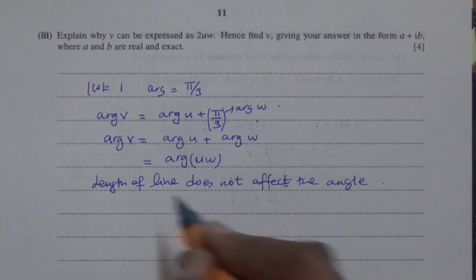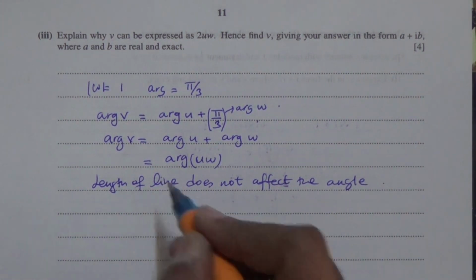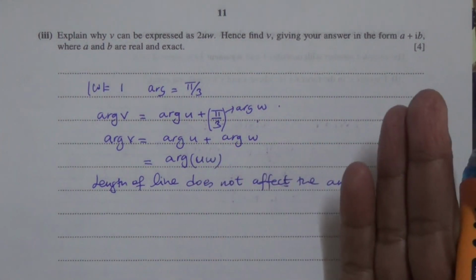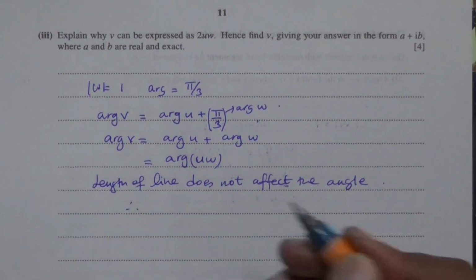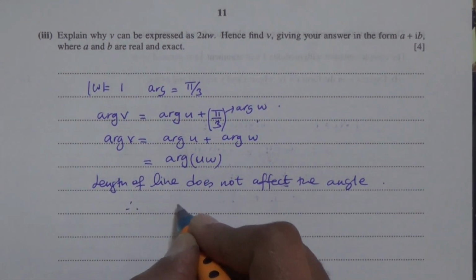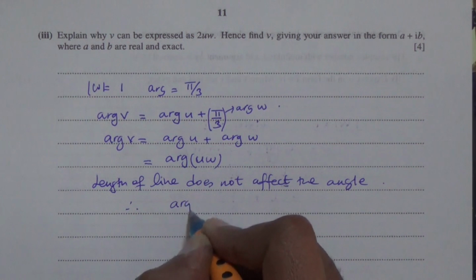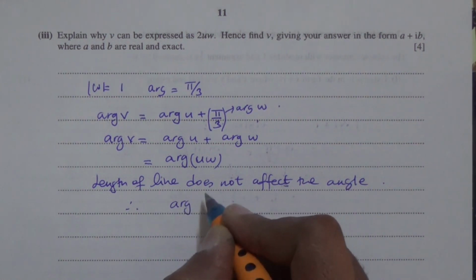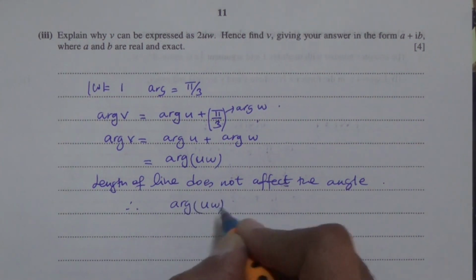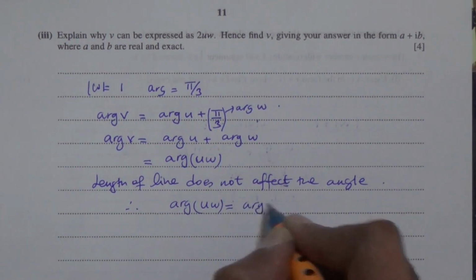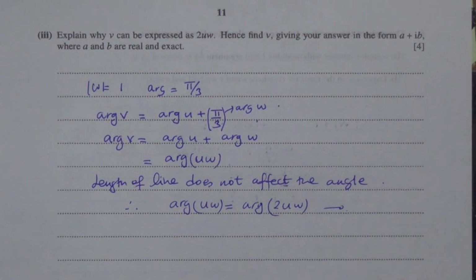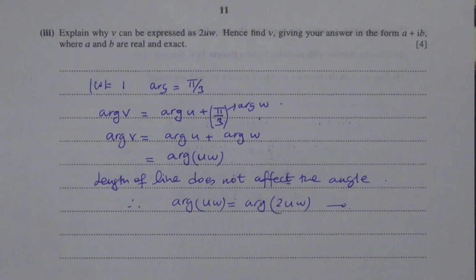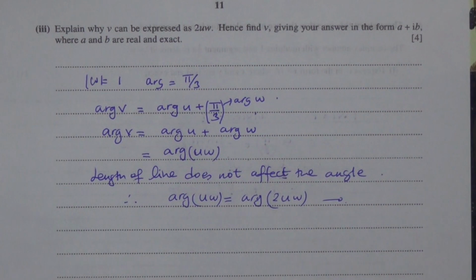What I mean by that is that the length of the line itself has been multiplied by 2. The angle won't be affected. So therefore, what we can say is that the argument of UW is also equal to the argument of 2UW. So here we are, and now we're going to move on to the other part.